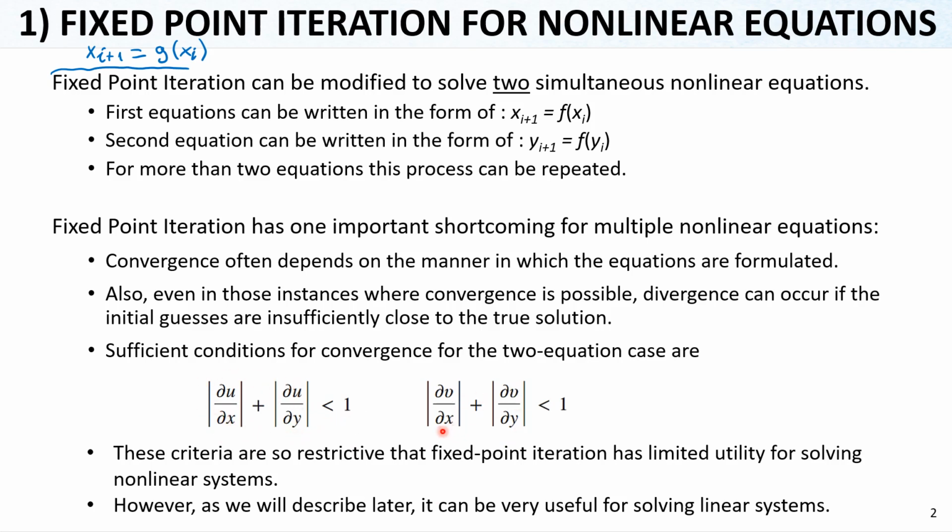Here, the same for the v function as well, the summation should be less than 1. These criteria are so restrictive. They restrict our actual solution process a lot. And that's why the fixed point iteration has limited utility for solving nonlinear systems.